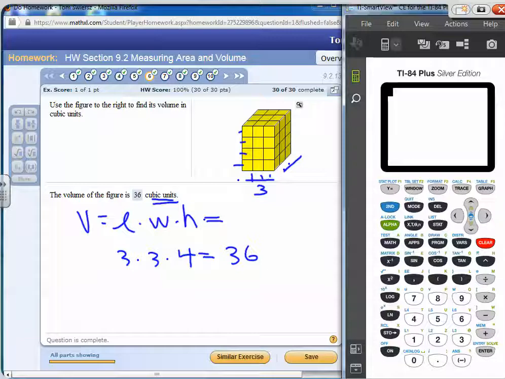And again, look here at the layer 1. We got 3 by 3. Each layer is 9, right? And there's 1, 2, 3, 4 layers. 4 times 9 is 36. So again, 36 of these little cubes would be in this big yellow figure. Okay? So that indeed is the correct answer, 36 cubic units.